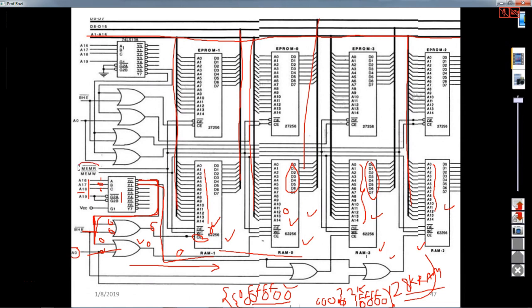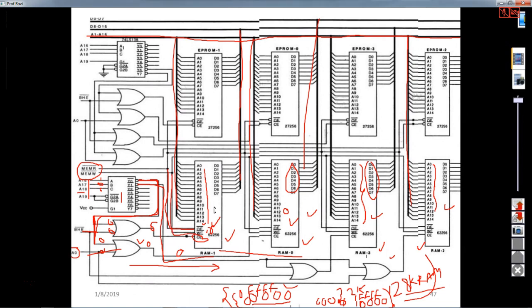And for memory read and memory write, you can use read bar, write bar and IO/M bar with an OR gate. You can generate memory read bar and memory write bar for these ICs. So the memory read bar is connected to output enable, and memory write bar is connected to write enable.